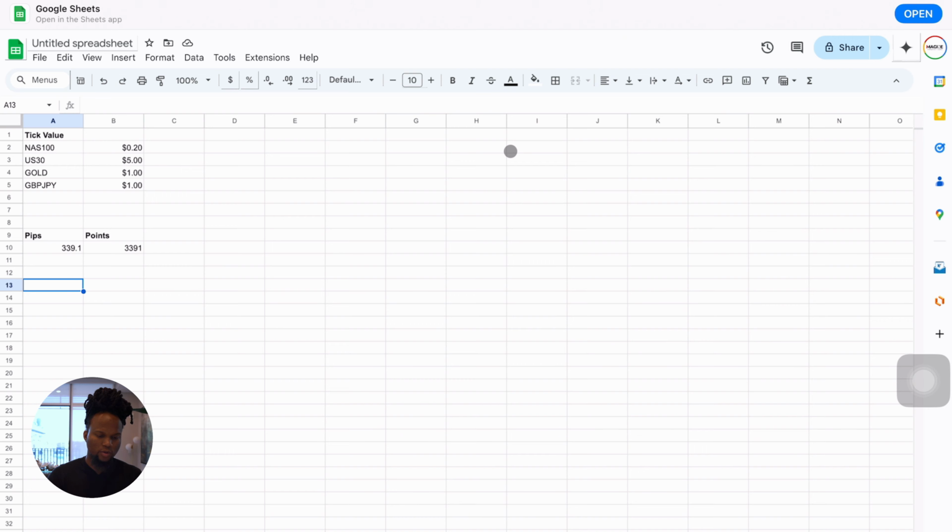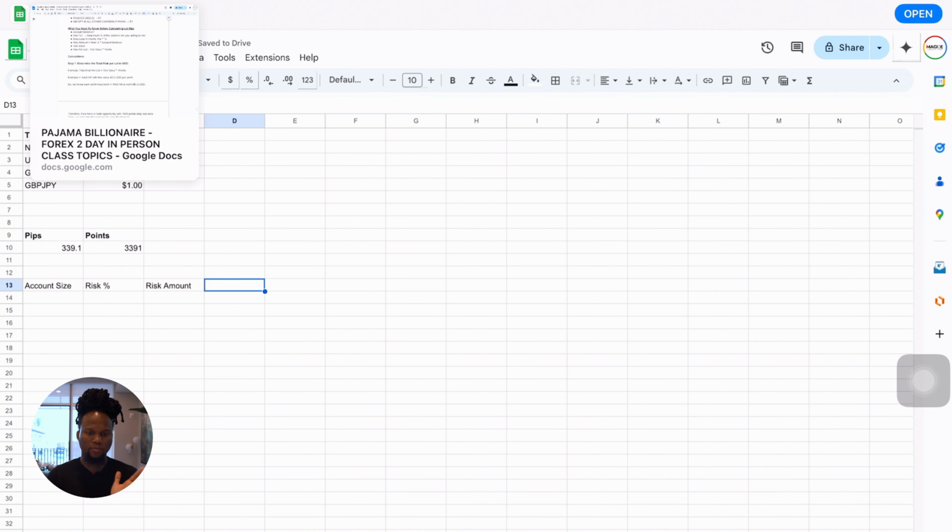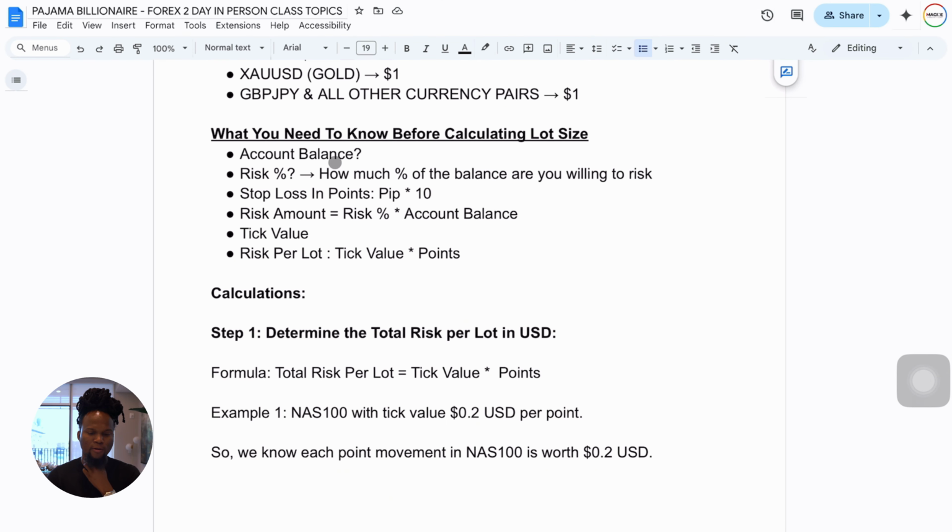So what we need now is the account size. We need the risk percentage, meaning what percentage risk you want, the risk amount. And we need also, and you guys can build this, the reason I'm doing this like this is because I want you to be able to build it. So stop loss in points, right?